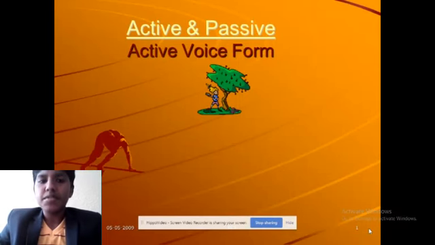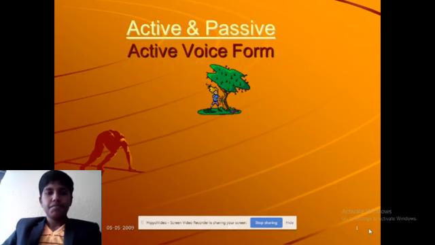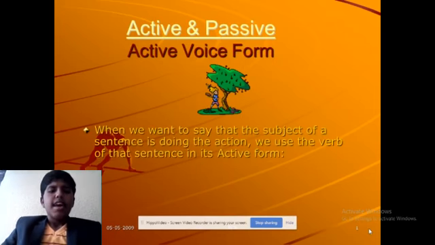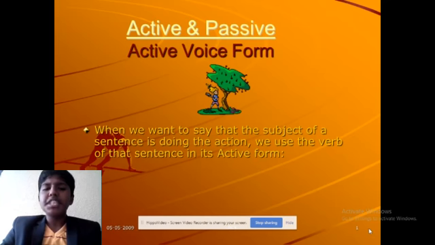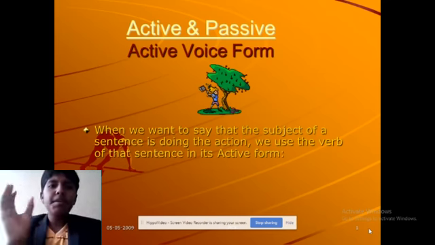About active and passive voice. And first of all, we will see about active voice form. When we want to say that the subject of a sentence is doing the action, we use the verb of that sentence in its active form. In this active form, we mainly focus on the subject, verb, and object.